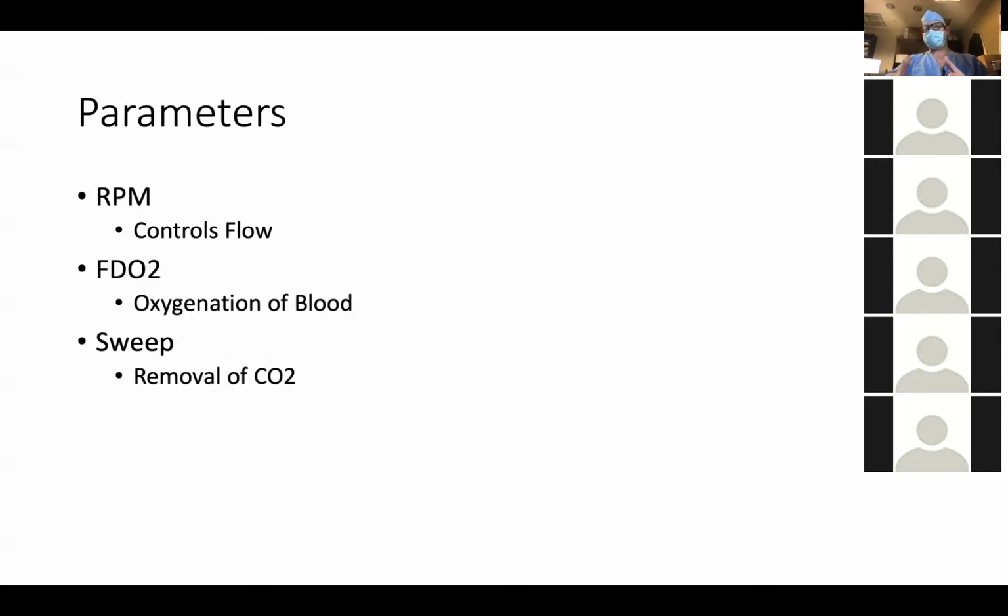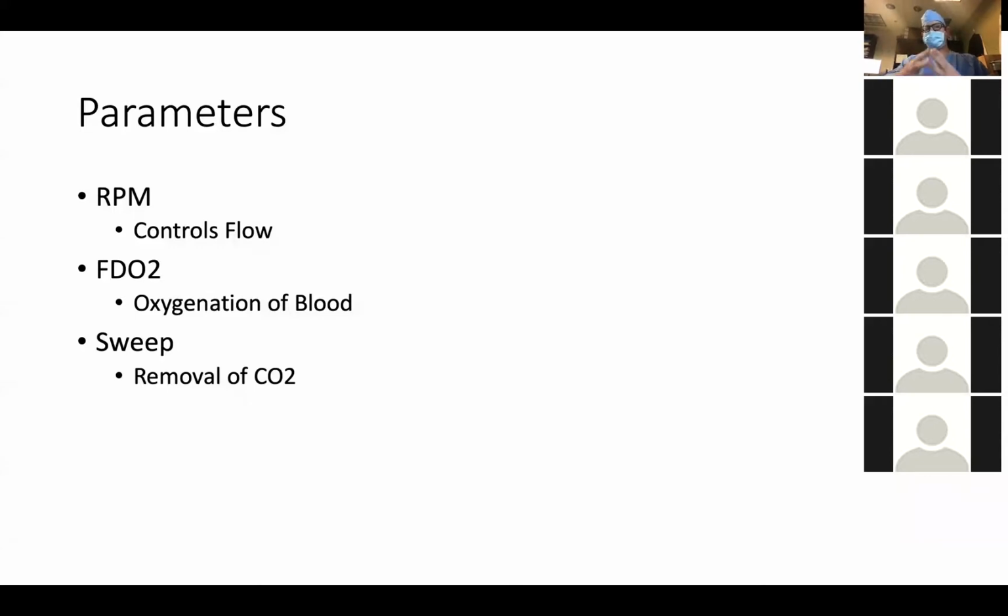There are three main parameters you can control on an ECMO circuit: the RPMs, the FDO2, or the fraction of delivered oxygen going to the oxygenator, and the sweep. The way to think about this, your RPMs control flow. The more RPMs, the more flow to a point at the expense of more cell lysis.